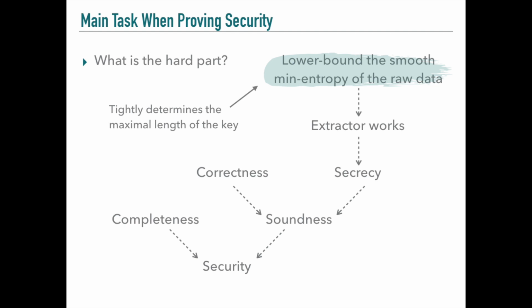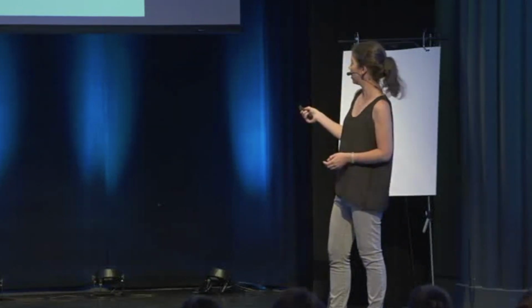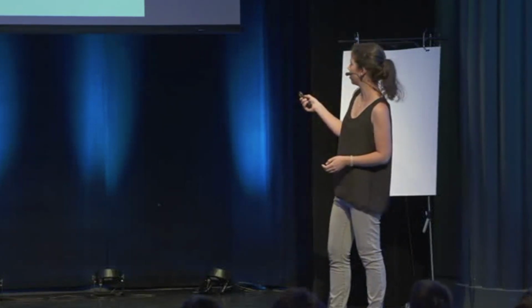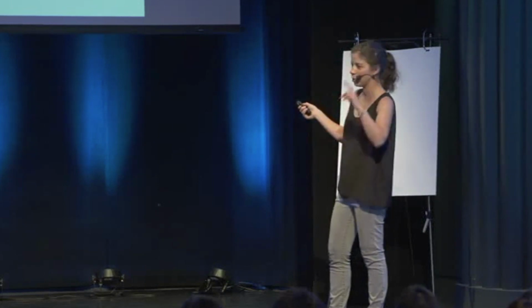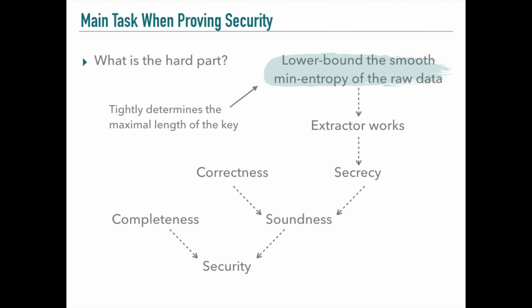Secrecy basically depends on the privacy amplification step that I will mention later in more detail. Privacy amplification is basically just applying a function that we call an extractor, and if the extractor works, then we get the secrecy. Okay, so we're going back here. Now what we need to show is that this extractor works. I will explain what it means later. And it turns out that this extractor works if we have a sufficient amount of min-entropy or smooth min-entropy in the data, in the raw data on which we apply the extractor.